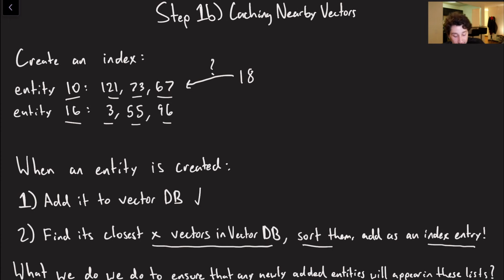However, there's one thing that's problematic here, right? Let's say that we create a new entity, 18. And 18, it turns out, is actually very close to entity 10, closer, in fact, than entity 67 over here.